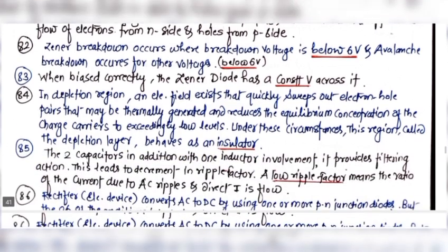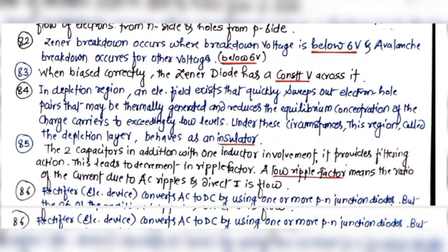When biased correctly, a Zener diode has a constant voltage across it. In the depletion layer, an electric field exists that quickly sweeps out electron-hole pairs that may be thermally generated and reduces the equilibrium concentration of the charge carriers to an exceedingly low level. Under these circumstances, this region called the depletion layer behaves as an insulator.